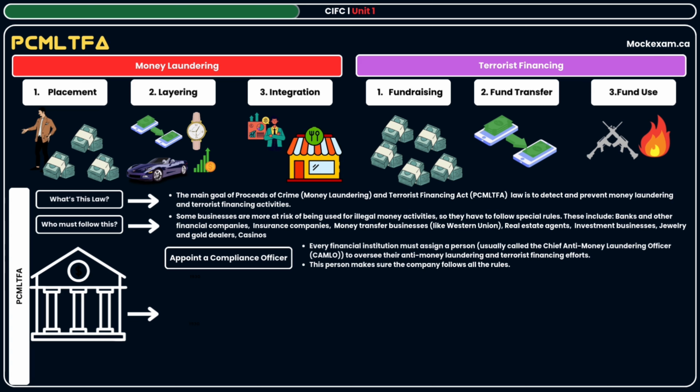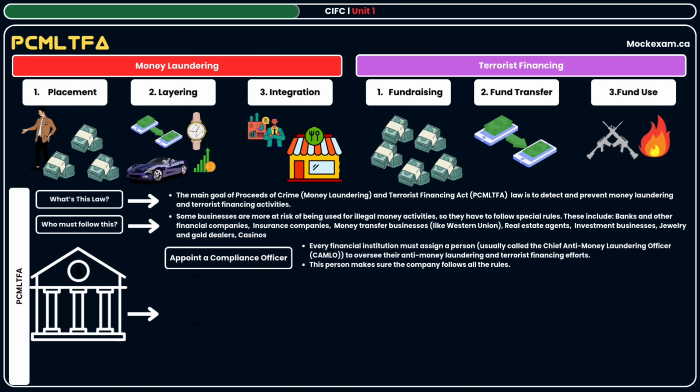Actually, there is a certification, AML certification, anti-money laundering certification, which I believe is called CAMS. The most famous one is called CAMS. It is 900 plus pages. If you're interested in anti-money laundering, that's a good certification, by the way. So each of these businesses, financial institutions, need to appoint a compliance officer, or anti-money laundering officer. This person makes sure that the company follows all those PCMLTFA rules.